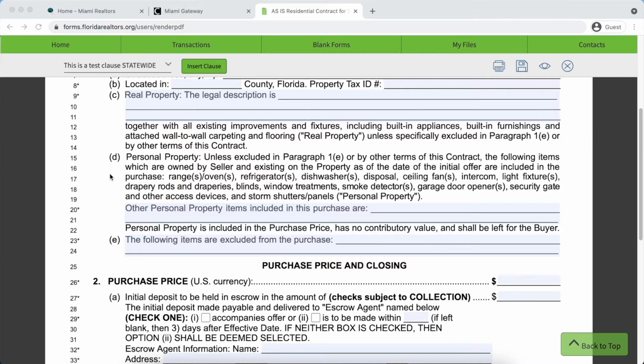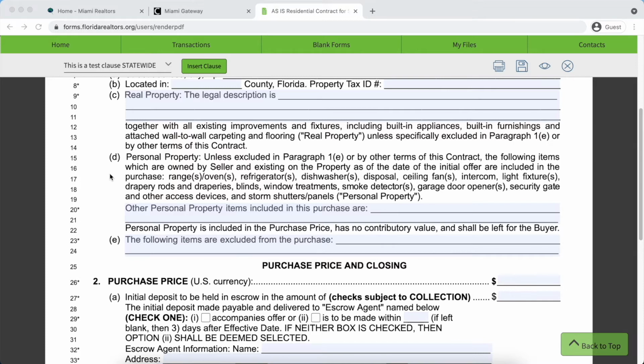If something is excluded, and a lot of times you'll see that they exclude a chandelier that's maybe an heirloom, or any other item that is a personal item to them and they want to exclude it from the sale, usually lighting is big, then you want to make sure that you put anything that is excluded on line E. On the next line item, which is purchase price, you're going to put the amount that you're offering for the property, which is the purchase price.